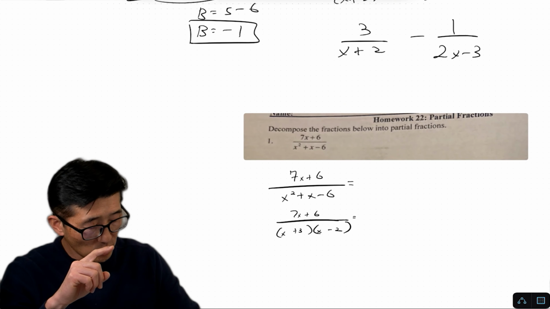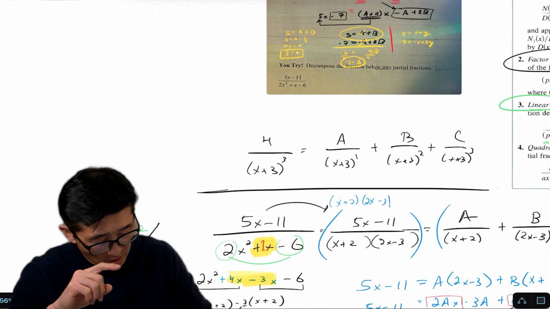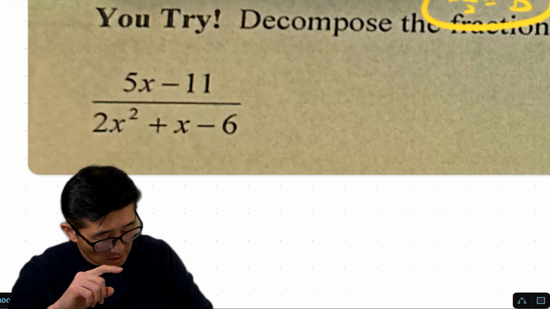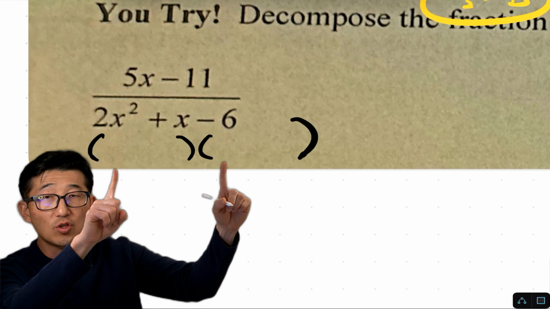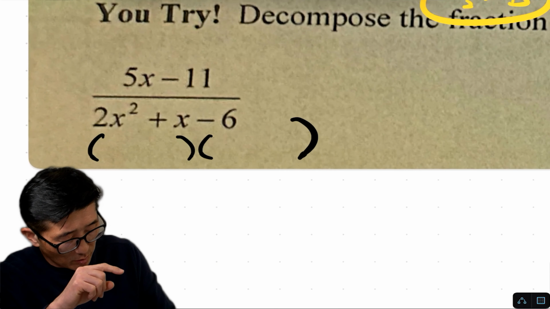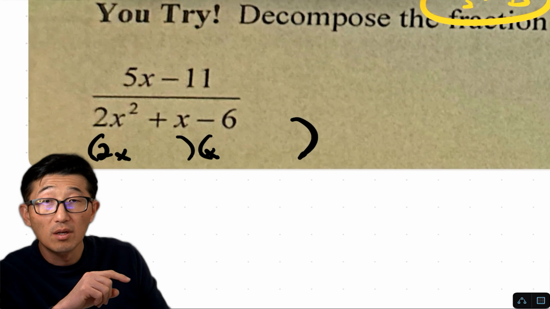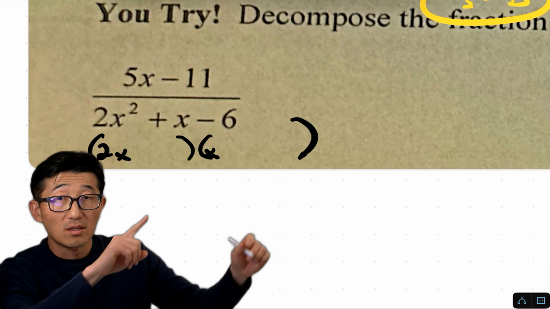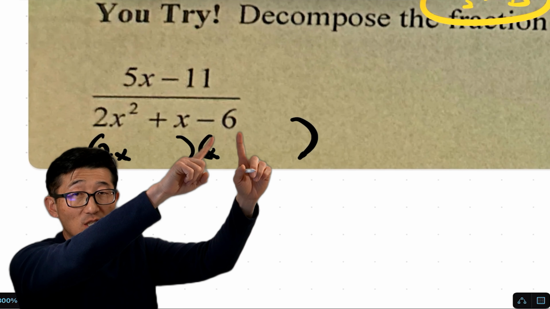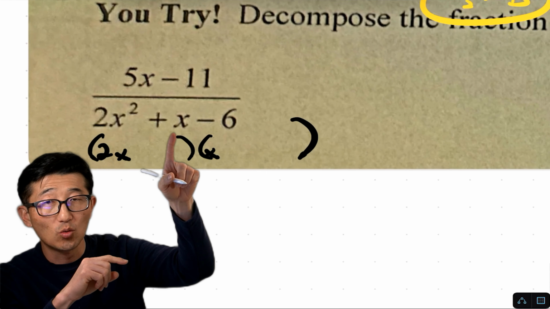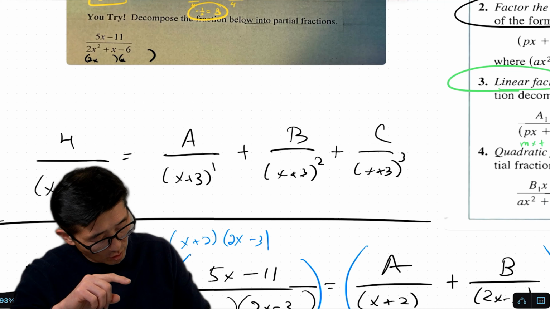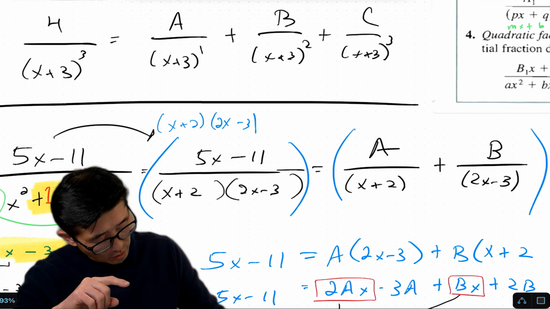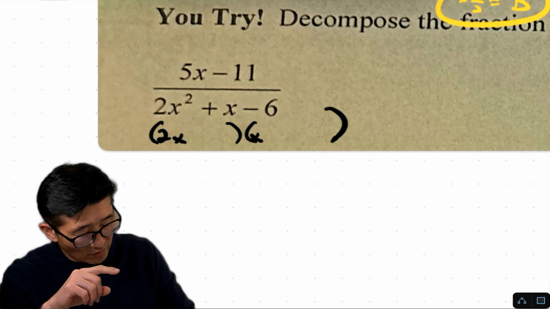By the way, you can actually do this one in your head if you just think about it. The first two numbers have to multiply to 2x squared, so it has to be 2x and what? X. Yeah. The last two have to multiply to -6, but it's got to add to 1. But because of this guy right here, what were the two numbers? X plus 2, 2x. Yeah, you have to kind of play around with this.